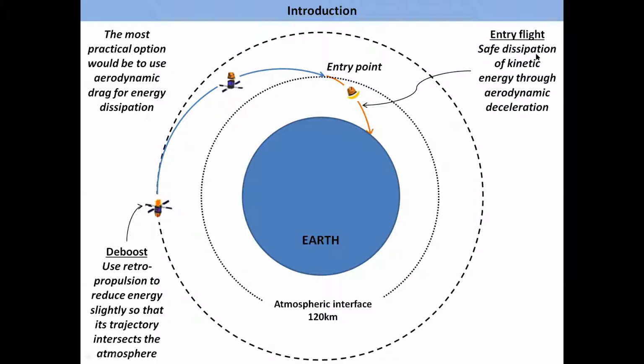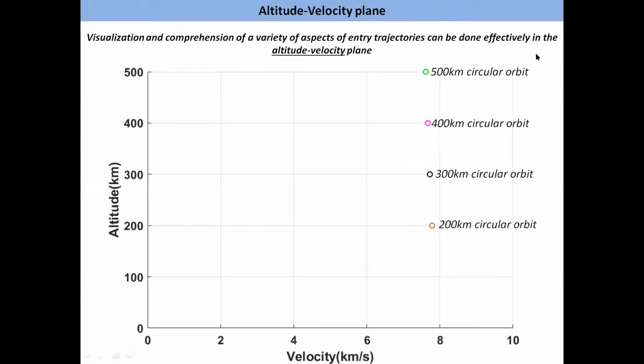In order to do that, you would need to deboost the vehicle from orbit. That is, you would need to change its trajectory in such a way that it intersects the Earth's atmosphere or the Earth. And as it enters the atmosphere, the drag will dissipate the kinetic energy in a convenient fashion, in a slow enough fashion, if you design the vehicle properly. And then you can recover it on Earth.